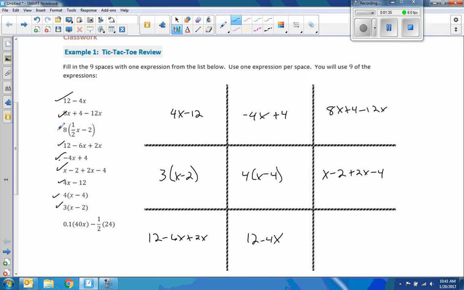And I will use this one here. I'll avoid the decimals. 8x, or 8 times the quantity 1/2 x minus 2.